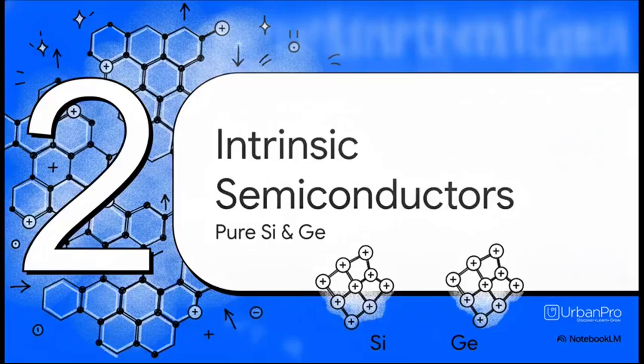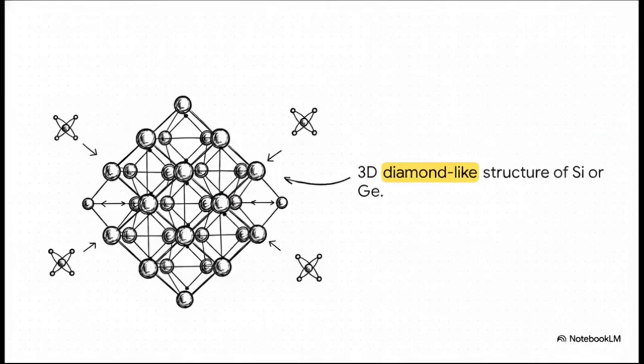Moving on to Section 2, Intrinsic Semiconductors Explained. Let's meet the slightly flawed heroes of our story, pure silicon and pure germanium. When these materials are perfectly pure without a single impurity, we call them intrinsic semiconductors. Check out this crystal lattice. In an intrinsic semiconductor, every single atom perfectly shares its 4 valence electrons with its 4 nearest neighbors. They lock together in this beautiful 3D diamond-like crystal structure. It is super stable and incredibly tightly bound.